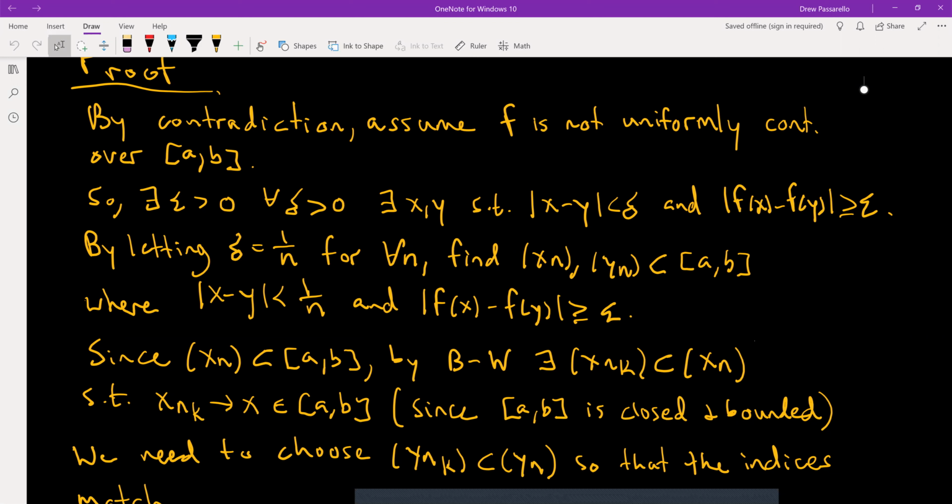Well, since the sequence x_n is in the closed interval [a, b], then by the Bolzano-Weierstrass theorem, there exists a convergent subsequence. Let's say the convergent subsequence is x_{n_k}. And since it converges, let's say it converges to some value x. Now this value x is also an element of the closed interval [a, b], because the closed interval [a, b] is closed and bounded.